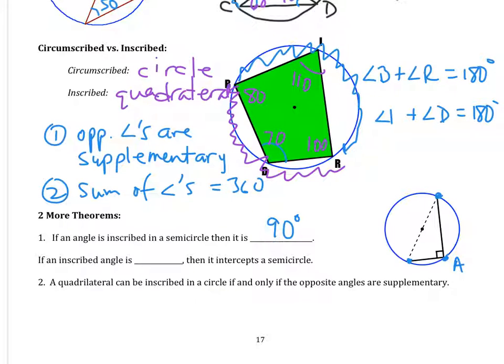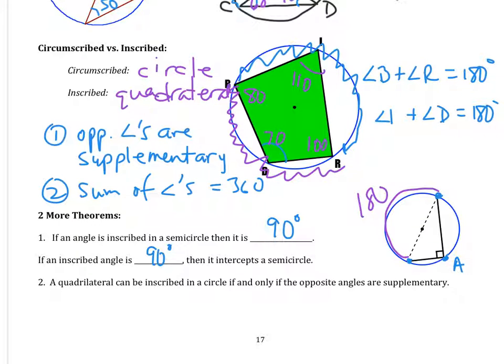If an inscribed angle is 90 degrees, then it intercepts a semicircle. It's just kind of going the other direction. Okay? So notice that it's basically, think about this. If this is 90, then the arc opposite is 180, which makes it half of a circle, and therefore that line is a diameter. Number two, a quadrilateral can be inscribed in a circle if and only if the opposite angles are supplementary. Okay, so that's kind of like what we just talked about there.